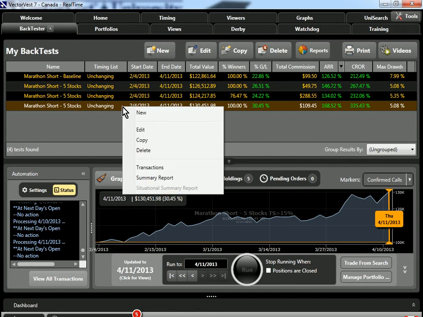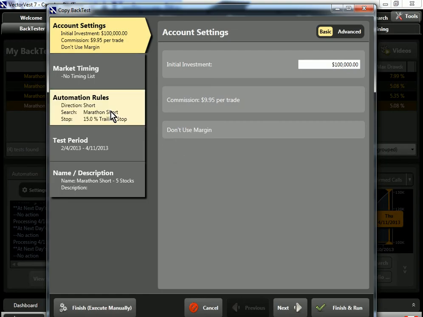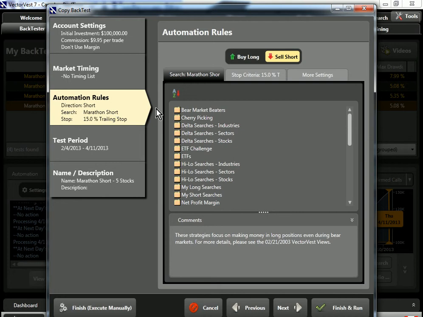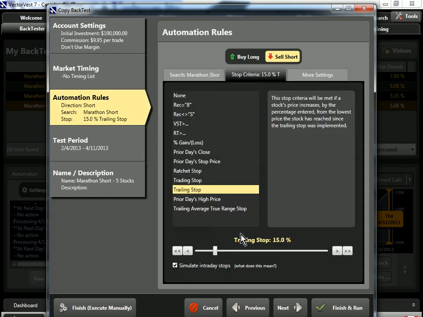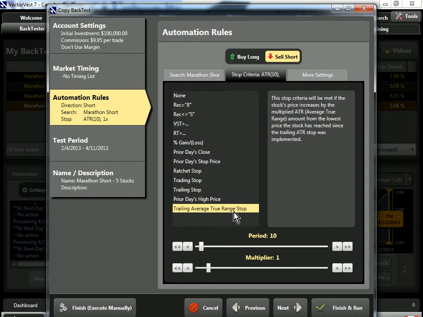You can right click, go to copy, we'll click on automation rules, stop criteria, and let's try average true range. So it says here trailing average true range stop. We'll look at 14 periods with a multiplier of 2. And it'll give us a nice description of the application up here. It says this stop criteria will be met if the stock's price increases by the multiplied average true range amount from the lowest price the stock has reached since the trailing ATR stop was implemented.